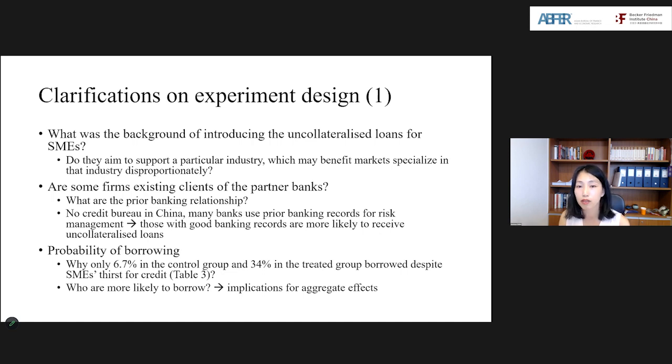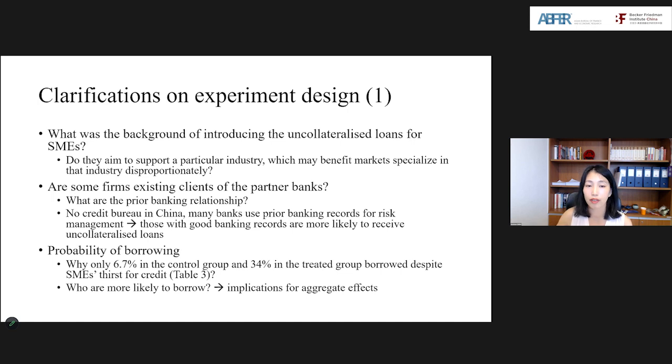What is the background of introducing the uncollateralized loans for SMEs? China frequently introduces industrial policy, especially by local governments, to support a particular industry. So is there a particular industry that benefits more from these loan products? I am aware that the firms are randomized, but the markets are often concentrated on a particular industry. A cluster of markets typically sells very similar products, and the industry seems to me very difficult to randomize. So in this case, would it be driven by the concentration on a particular industry?